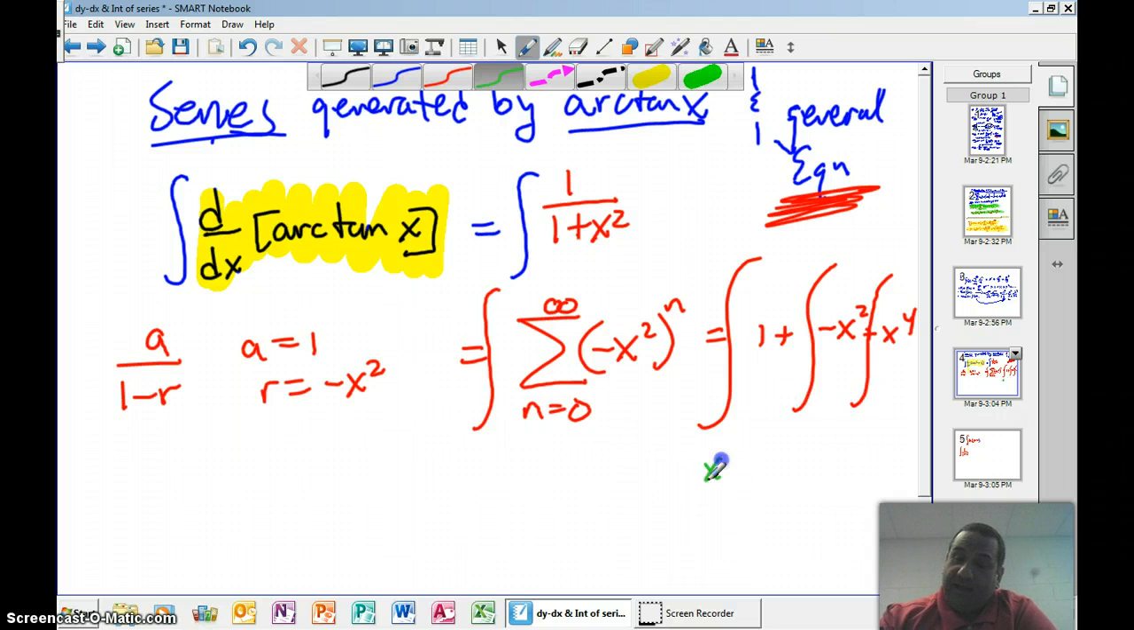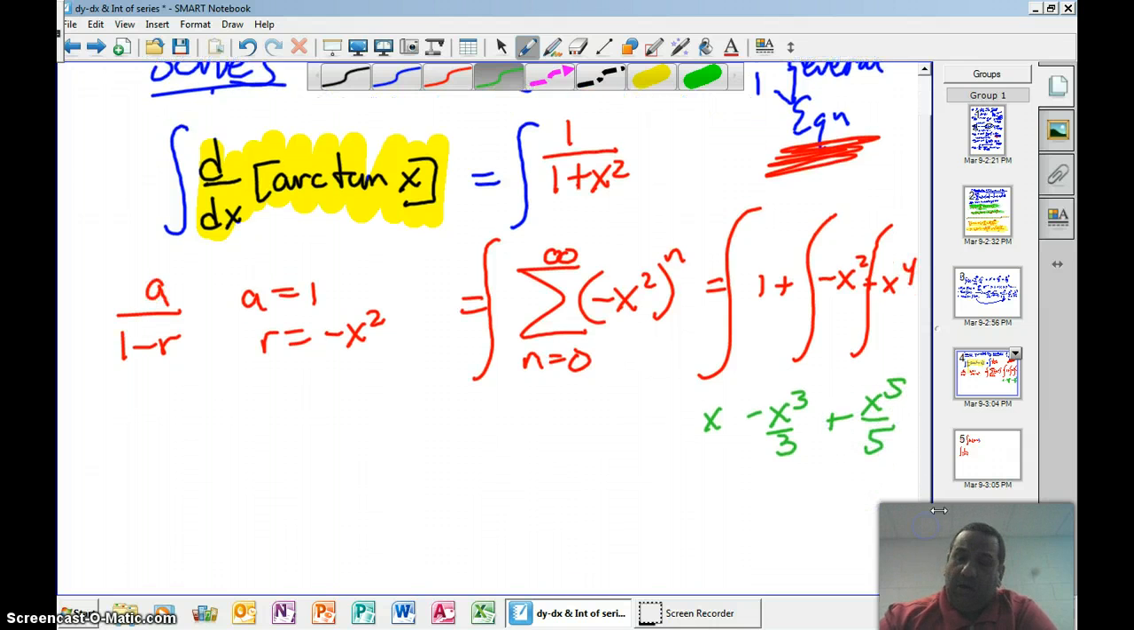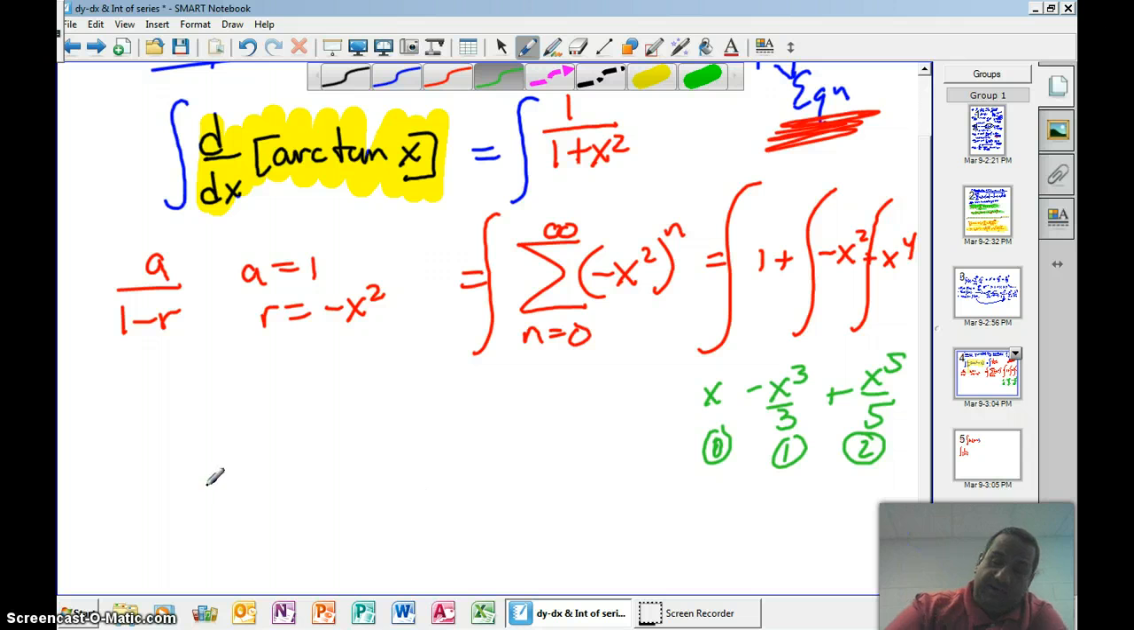the integration would be, well, this would be x, this would be negative x cubed over 3, this would be plus x to the 5th over 5. I wonder if it works out, this is the first term, or I should say 0th term, first term, second term. I find an equation. The general term is going to be this. N equals 0 to infinity. And let's see if I know what I'm doing.